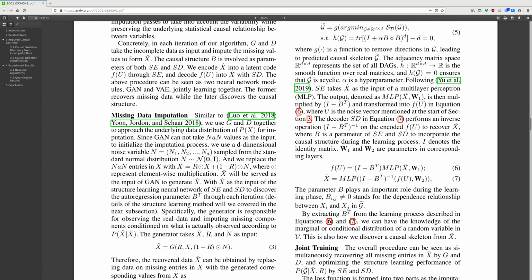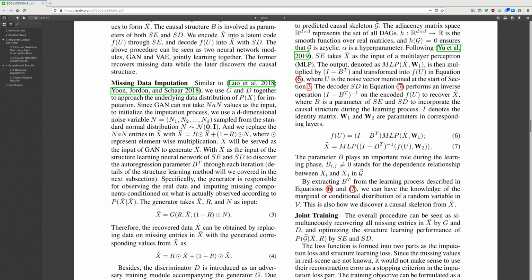Data imputation. Similarly, we use G and D together to approach the underlying data distribution for imputation, since GAN cannot take NaN values, not-a-number values, as input. To initialize the imputation process, we use a noise variable sampled for generation and replace the not-a-number entries in X, where dot is element-wise multiplication.